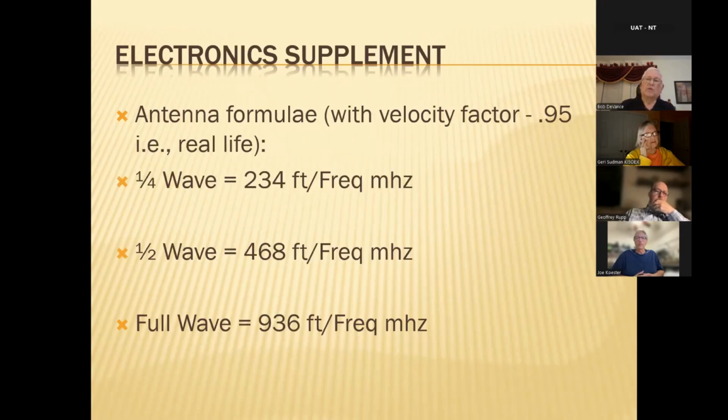Now, with the velocity factor, a half wave is 468. Now, this is real life. This is what, if you're going to measure an antenna, you want a 20-meter antenna, say the middle of the 20-meter band, 14.15. So we would use the 14.15. We'd divide 468 by 14.15 to get the actual length of a half wave antenna, which is about 32 feet. And that'll be very accurate. Where the other one won't be quite as accurate. It'll be a little bit longer.